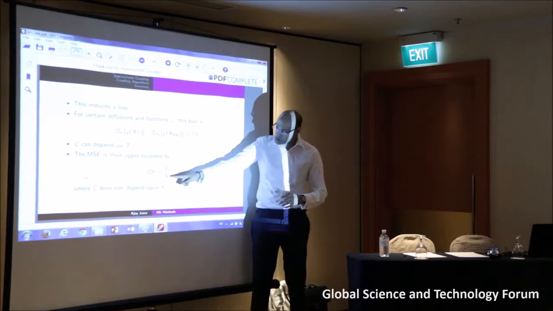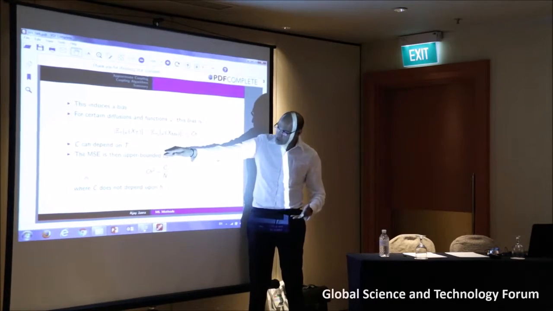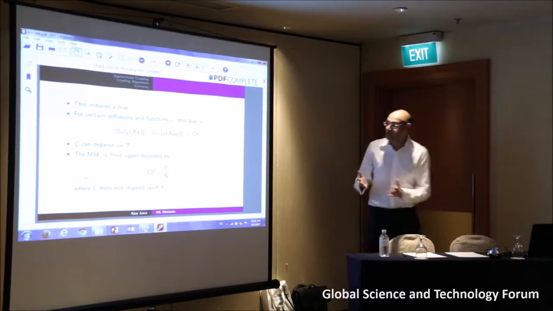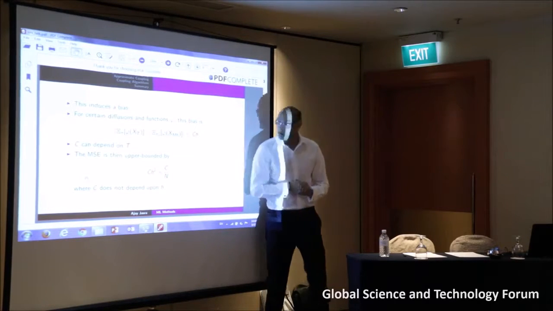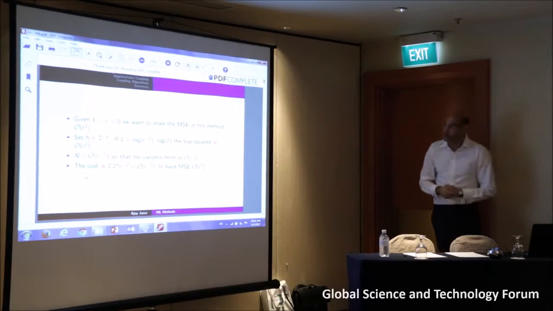Okay, and so you can see if capital N, the number of samples you simulate, goes to infinity, this thing goes to 0. In h, you can't make it go to 0 exactly, but you could make it arbitrarily small. So somehow you can control the mean square error to an extent. Okay, so how do you control that?